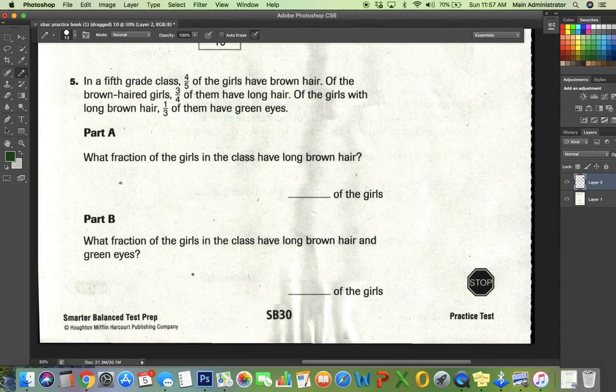In a 5th grade class, 4/5 of the girls have brown hair. Okay, 4/5 of the girls have brown hair. Now, of, which means multiply, of the brown-haired girls, 3/4 of them have long hair. Of the girls with long brown hair, 1/3 of them have green eyes. What fraction of the girls in the class have long brown hair?